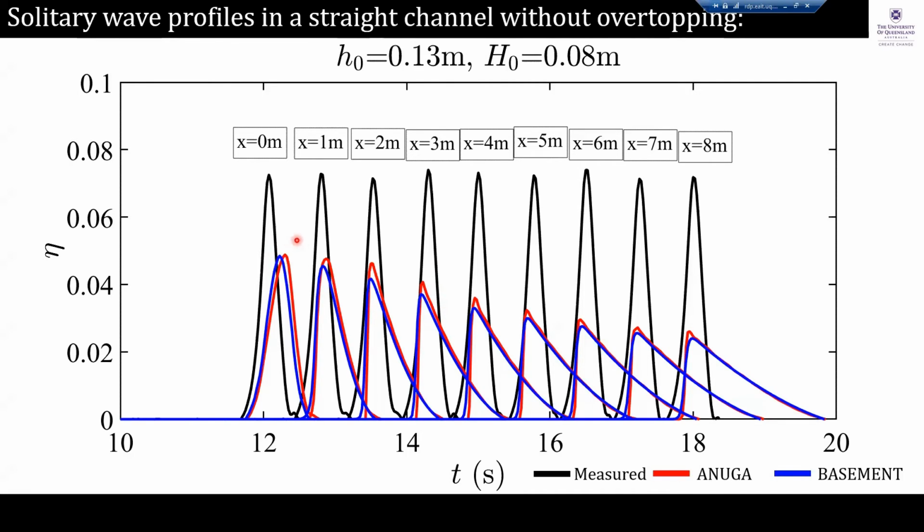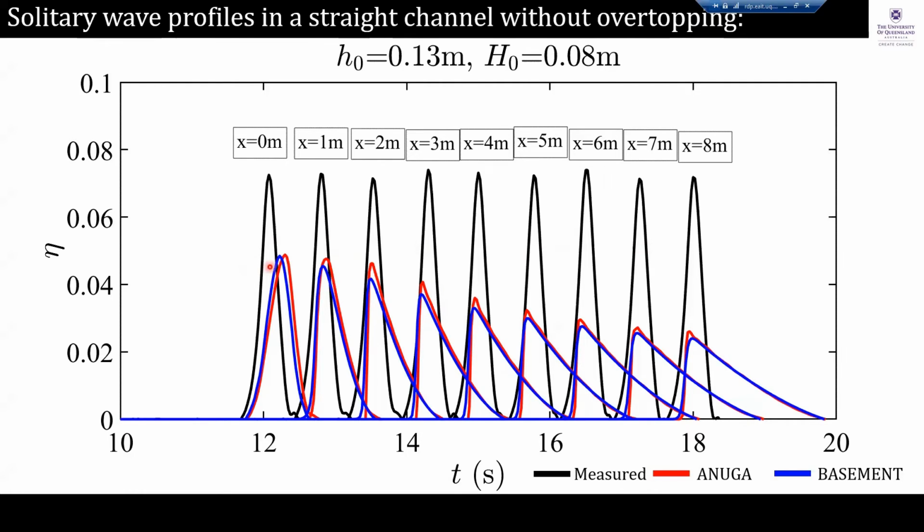So the black lines represent the experimental measurements of the solitary wave in a straight channel without any convergence. So in this case, we don't have any convergence or no overtopping. So this is our reference case. So in this reference case, we see the solitary wave is just propagating without change in the shape and just a slight change in the wave height.